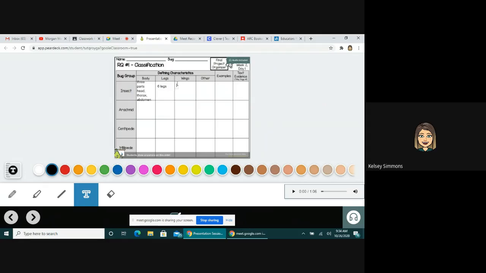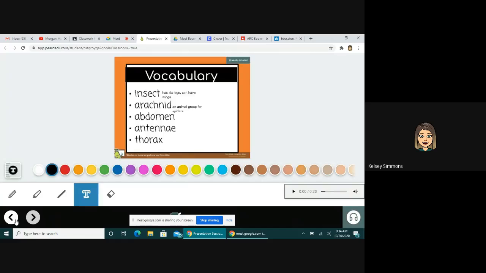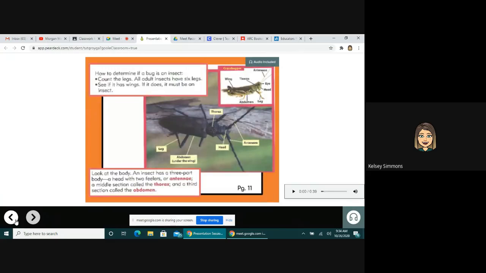Does it have wings? Yes, if an insect has wings, if a bug has wings, it has to be an insect. So yes, if it has wings, it has to be an insect. And then other, is there anything else that you remember that could help you classify a bug as an insect? Remember, if you are not certain of those things, you can go back in your slides by clicking on those arrows to find this slide that tells us more about insects. So count the legs. All adult insects have 6 legs. Does it have wings? If it has wings, it has to be an insect.